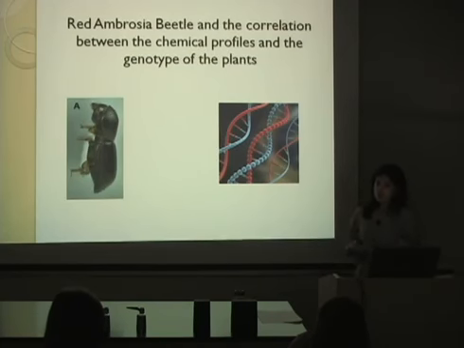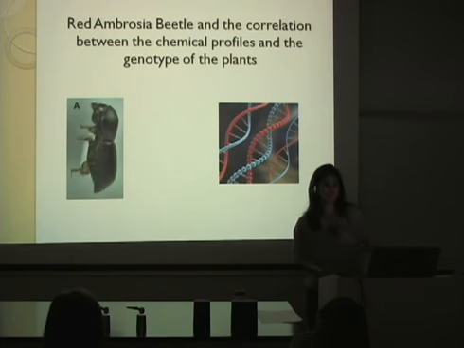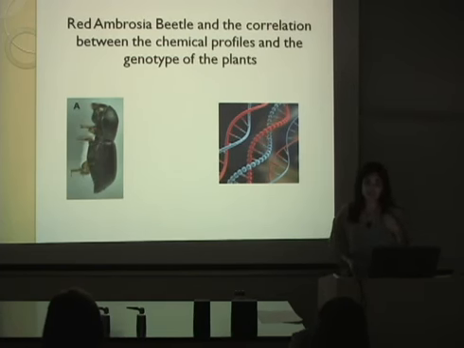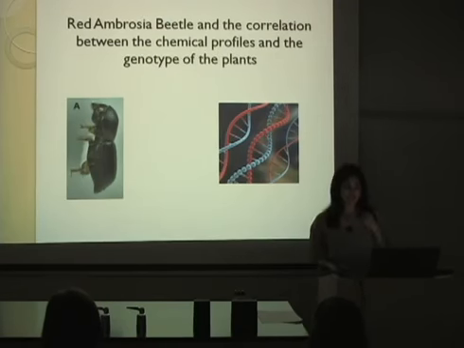So the two main reasons why these kinds of projects are going on at the USDA is, first of all, because of the red ambrosia beetle. The red ambrosia beetle is an insect that is threatening the population of avocados in the United States, because this insect bores into the trees carrying with it a deadly fungus that causes the death of the tree.